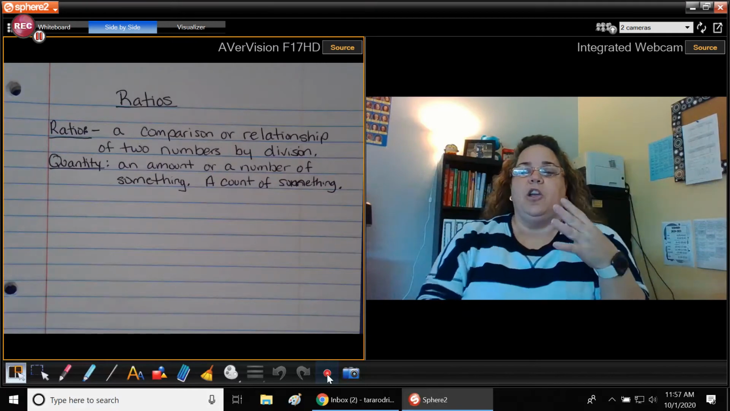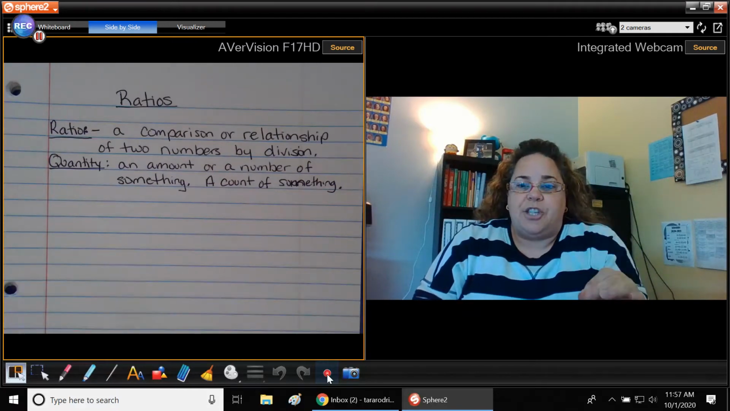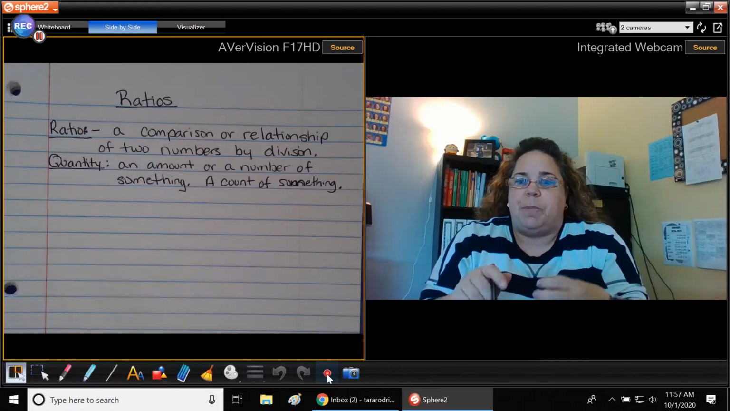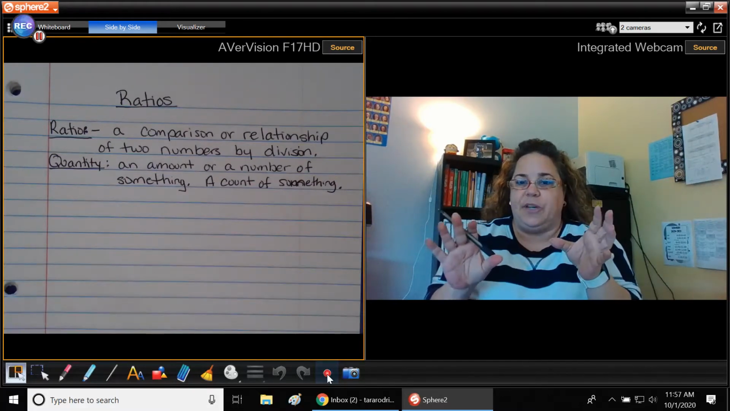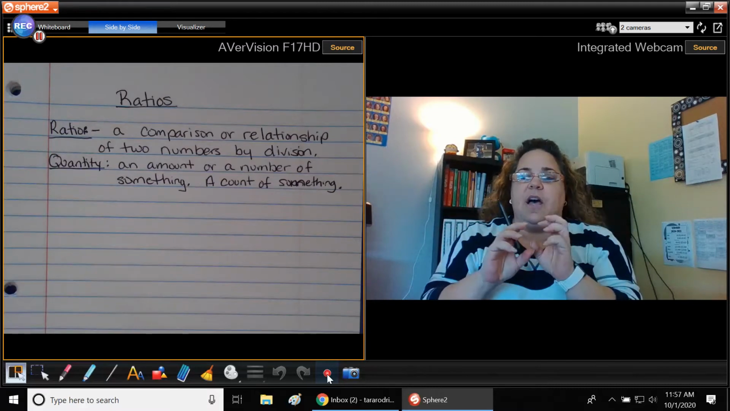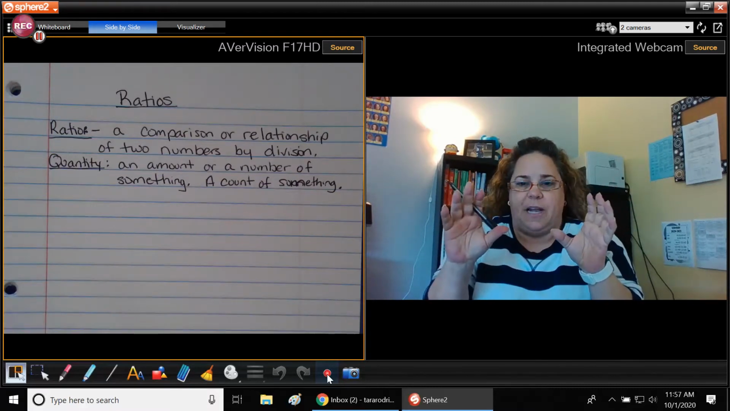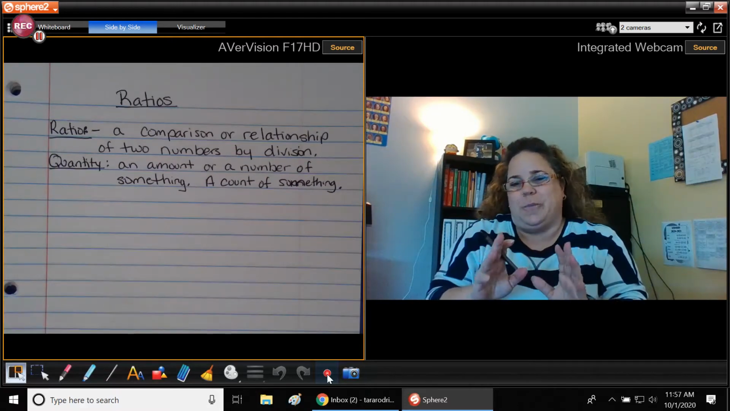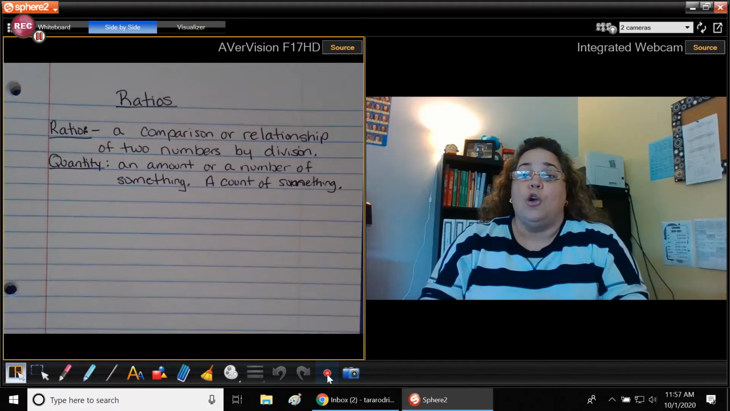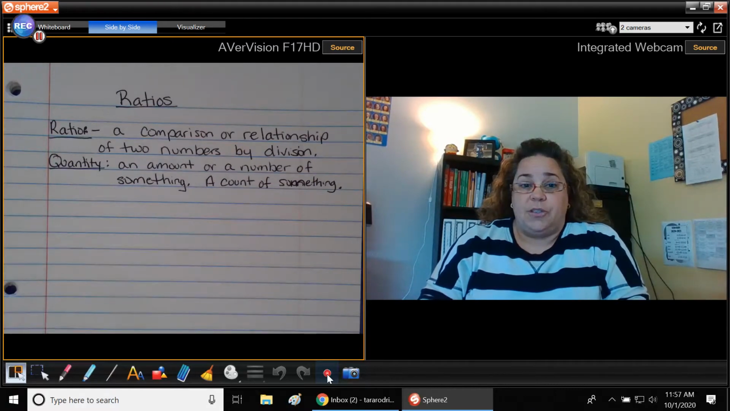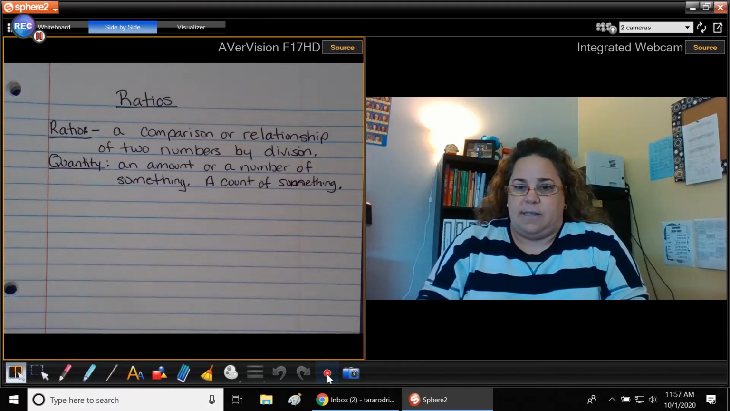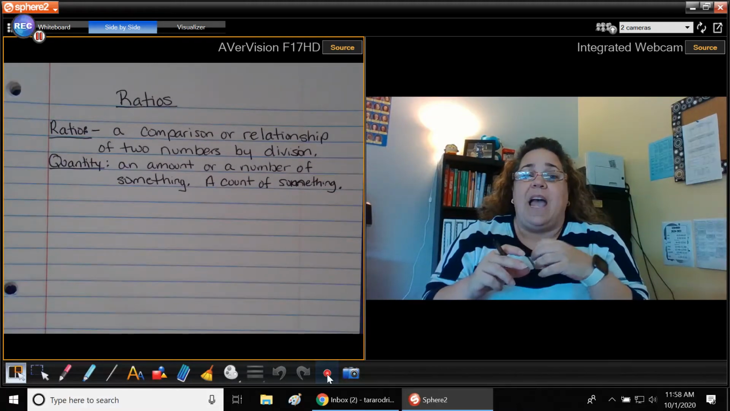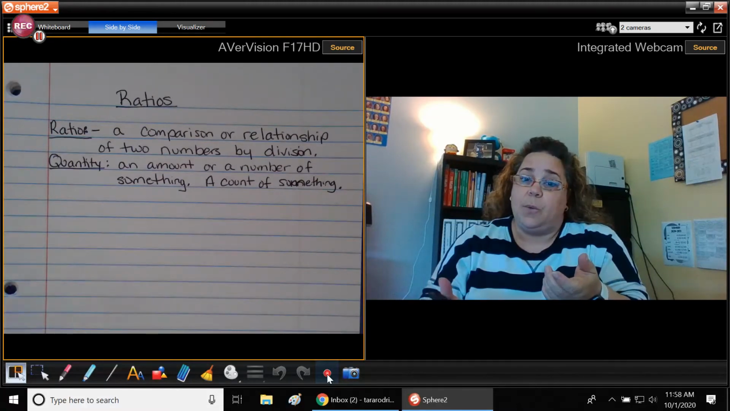example. Here's the thing: a ratio is a relationship between two different items, the amount that you have of two different items. So for instance, if I said in our class, and this isn't true, but let's just say, we have 10 girls and 11 boys, that would be my ratio. I have 10 girls to 11 boys.